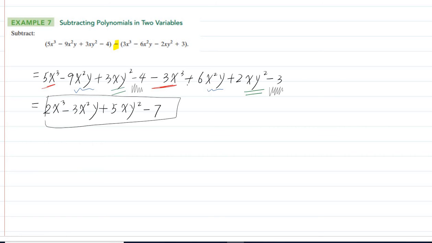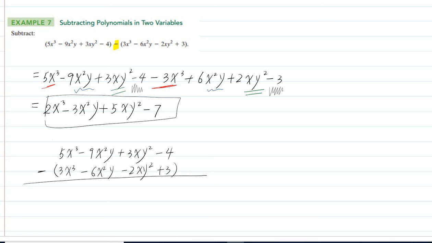I have some students in the past, with some other textbook, who did it this way, so I'm just going to show you really quick. You don't have to use this method, but it's good to know. We write down the same terms underneath, with a negative sign: negative 3x cubed, minus 6x squared y, minus 2xy squared, and then plus 3. This whole thing is just a subtraction.